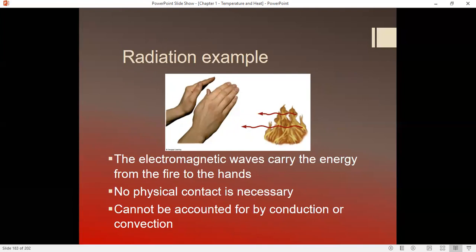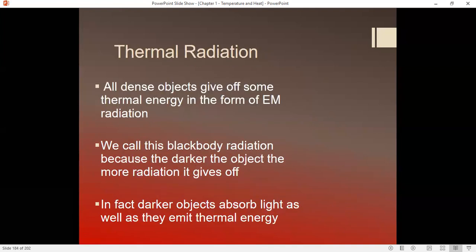So again, an example of thermal radiation, all you need to do is stand near a campfire. Yes, it'll heat the air around the campfire, but really, most of the benefit you get from a wood fire is from the hot coals giving off thermal radiation. You have no physical contact, but yet it is warming you.